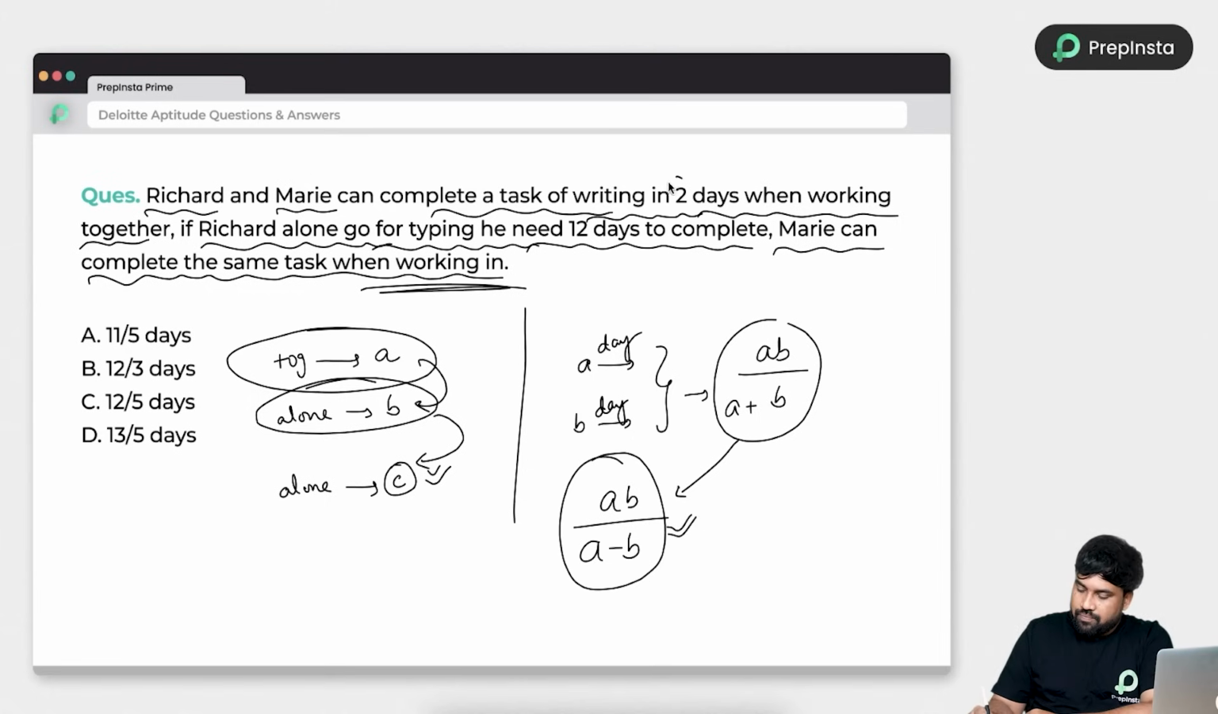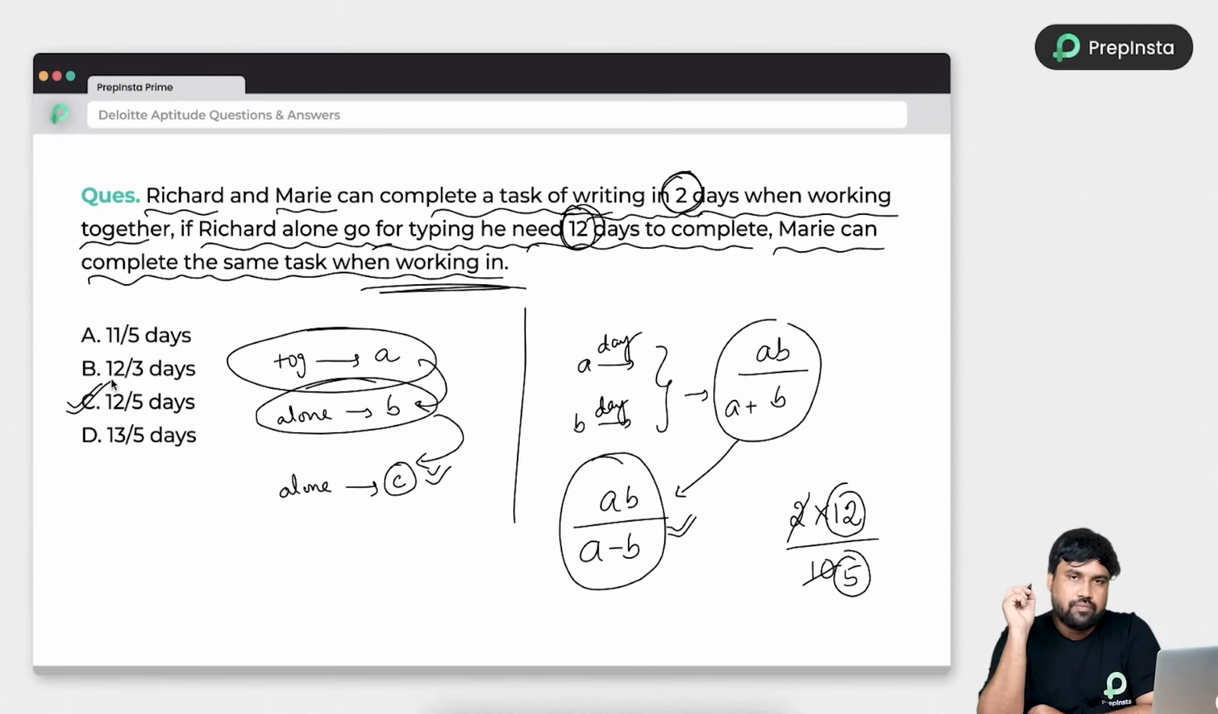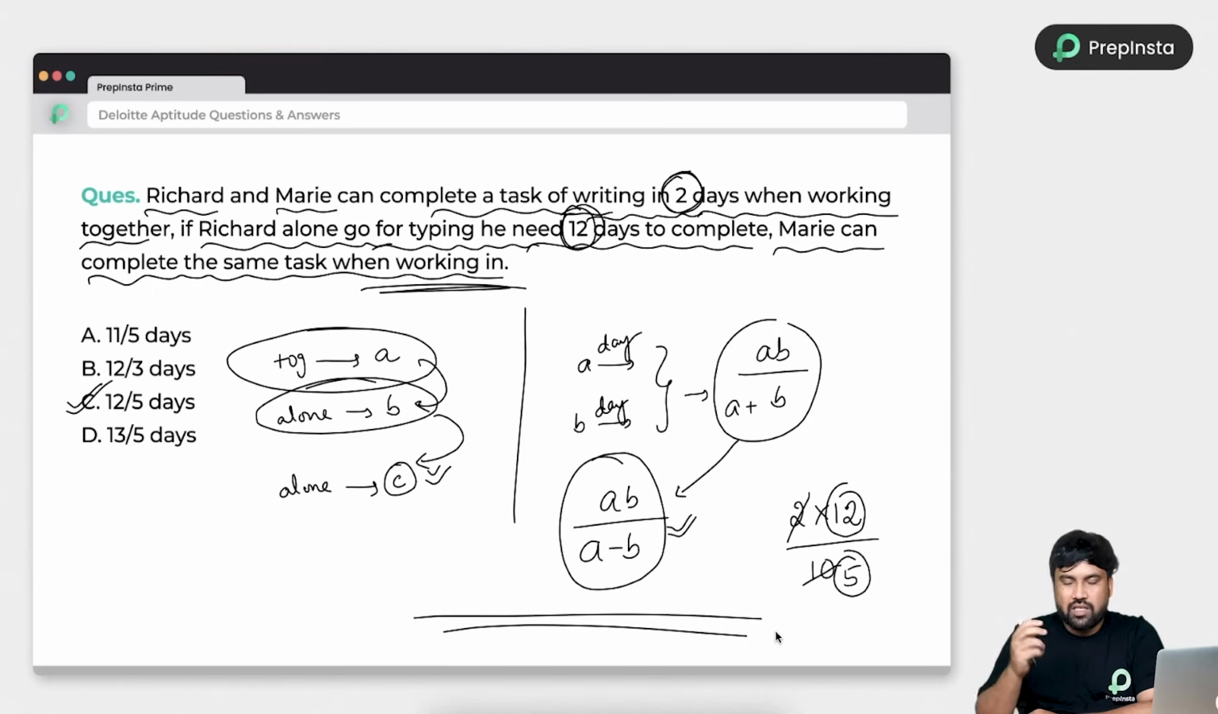So what is AB? You have to take these numbers. So 2 into 12. And the difference, which is nothing but 2 and 12 difference, is 10. So 2 will cancel this 5 times. So the answer is 12 by 5. So 12 by 5 days. So people who know these types of shortcuts, they will do the problem within seconds.